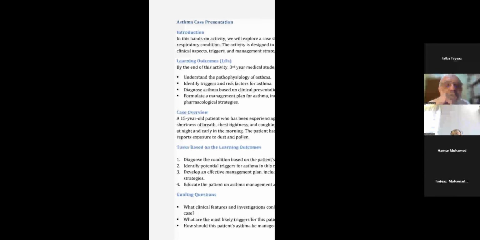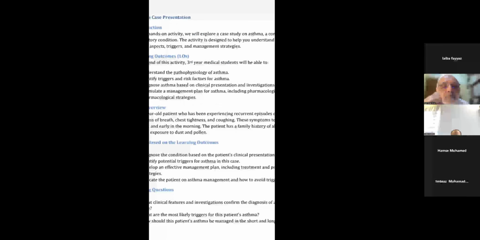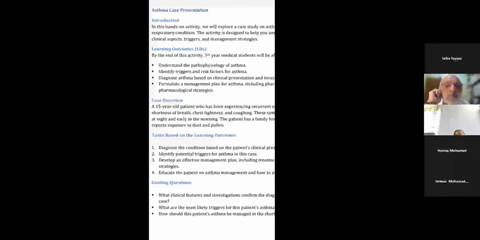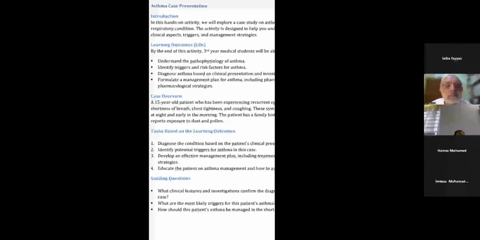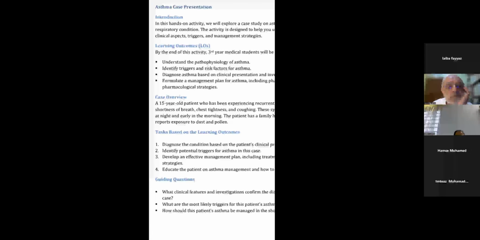We have chosen a case of a 15-year-old patient who has been experiencing recurrent episodes of wheezing, shortness of breath, chest tightness, and coughing. These symptoms tend to worsen at night and early in the morning. The patient has a history of allergies and reports exposure to dust and pollen. This is a classic asthma presentation, with a family history and previous episodes of asthma. So this would be an asthma exacerbation case.